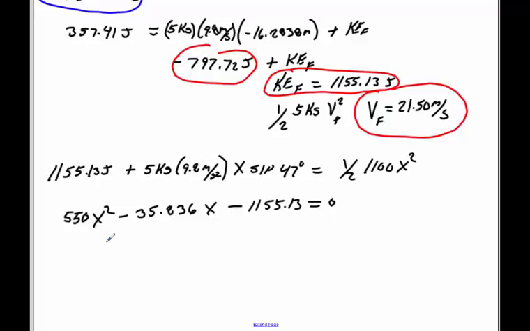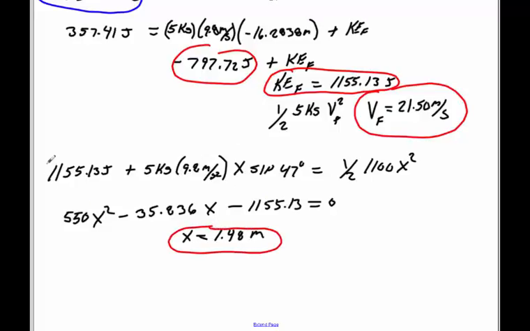Alright, so I'm going to key this in. My A value is 550. My B value is minus 35.836. My C value is minus 1155.13. When you run that, you're going to get one negative and one positive. You go with the positive number. The x value is going to be 1.48 meters.